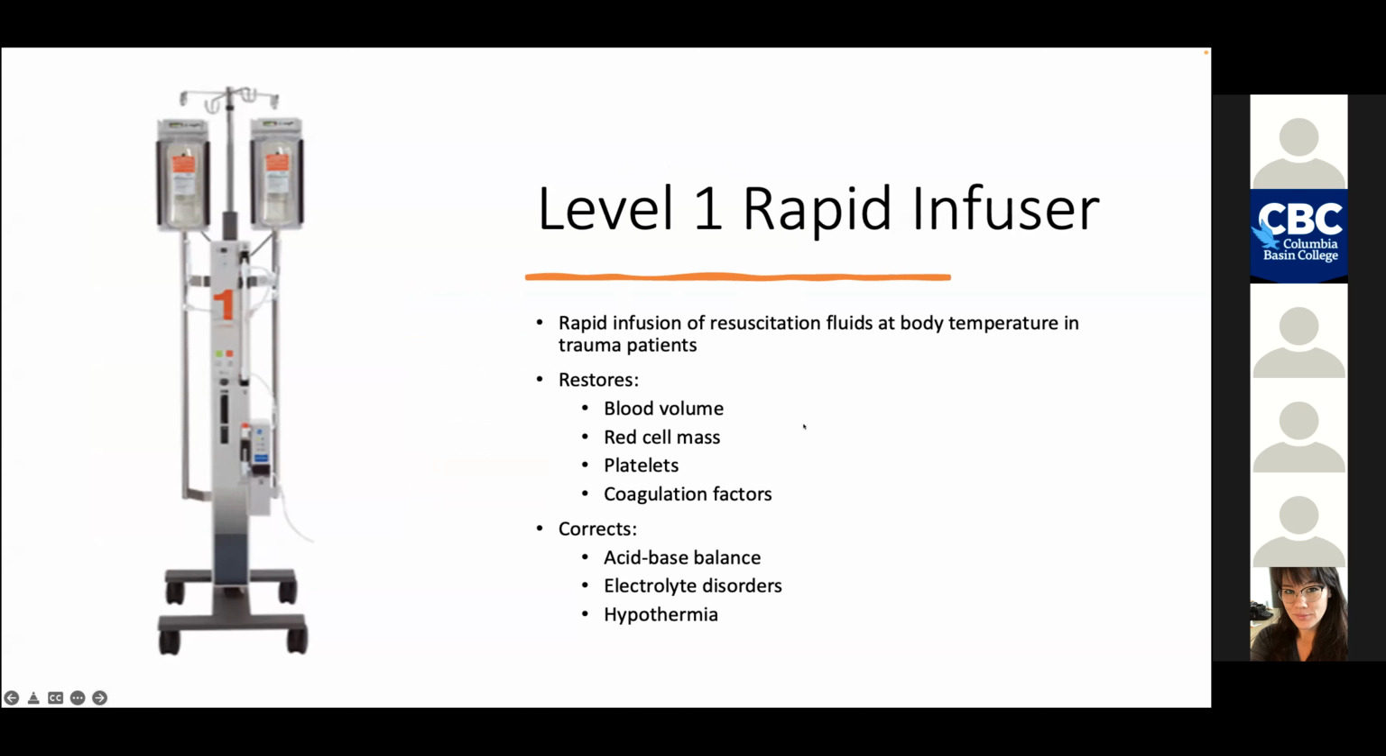Okay, so mine was the Level 1 rapid infuser. This is rapid infusion of resuscitation fluids at body temperature in trauma patients. It's a pretty cool little gadget. I was going to ask Karina if you ever used one of these or if there's a designated nurse for this. Yeah, if you're mass transfusion trained, then you definitely get to use it a lot. I've had the privilege of using it a lot. Okay, cool. So this restores blood volume, red cell mass, platelets, and coagulation factors. It can even correct acid-base balance, electrolyte disorders, and hypothermia.